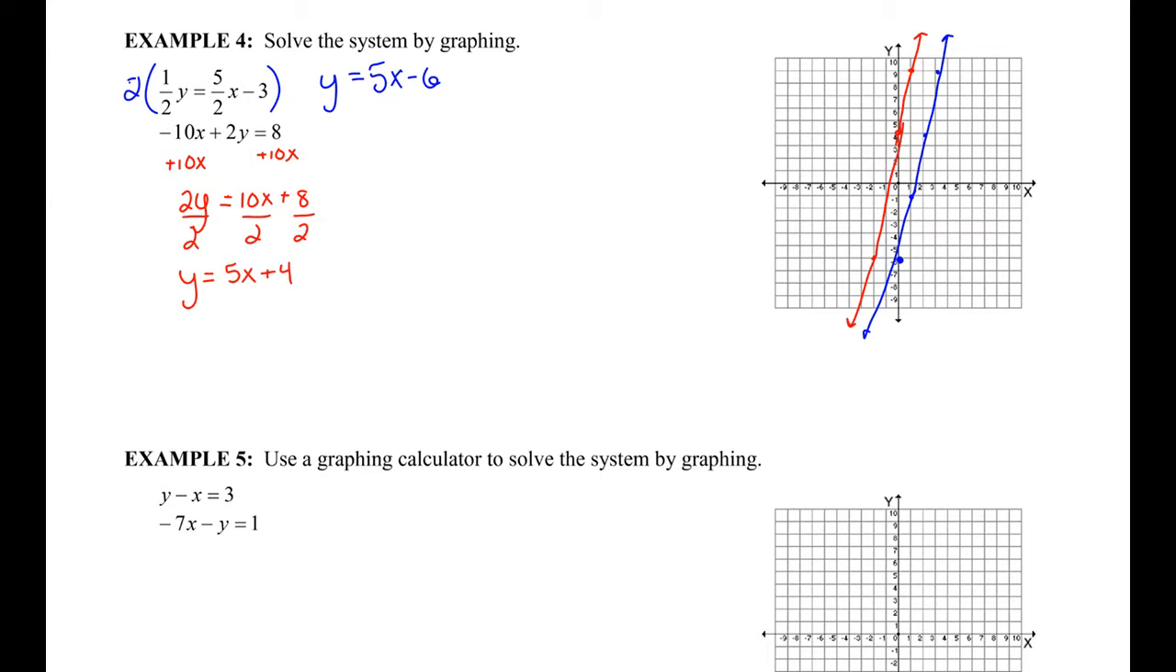Alright, so it's hard for me to make a perfectly straight line, but you should be able to see from this that they do not intersect. Therefore, they have no solution.